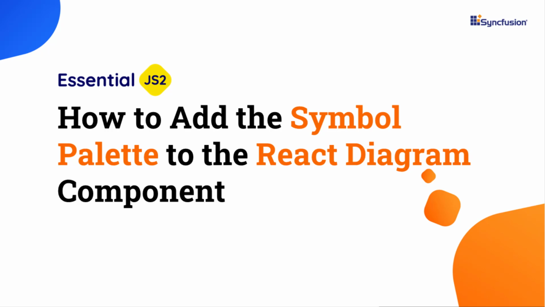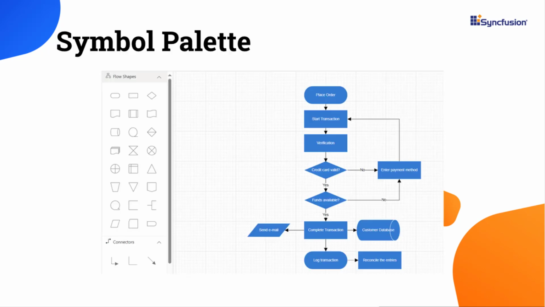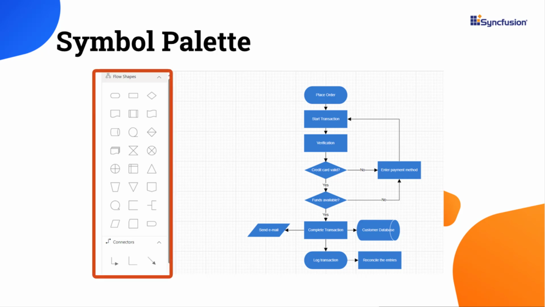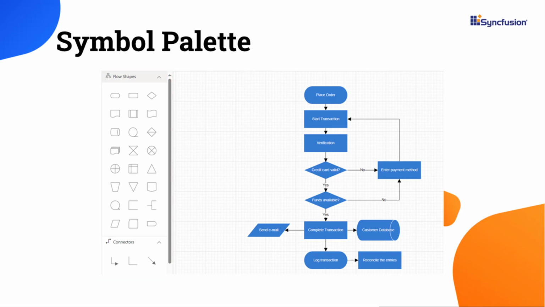In this video, you will learn how to add and customize a symbol palette in the Syncfusion React Diagram component. Look at this example. You see the symbol palette is rendered to the left side of the diagram. It contains nodes and connectors you can drag and drop into the diagram component to create diagrams.